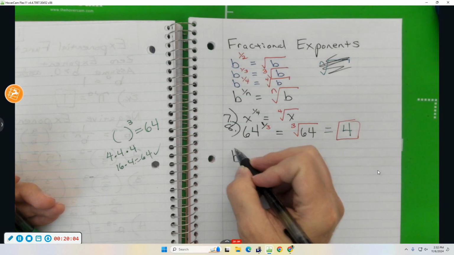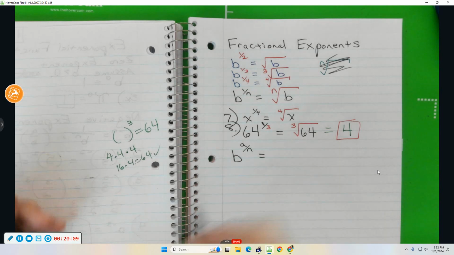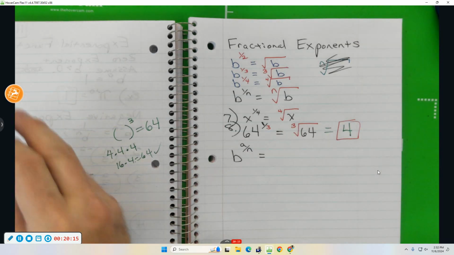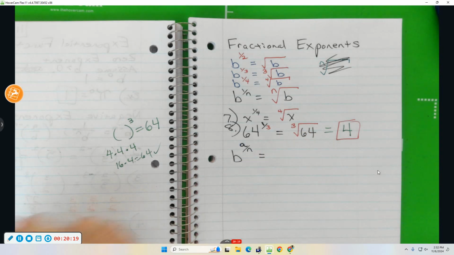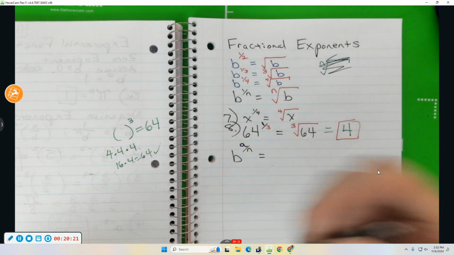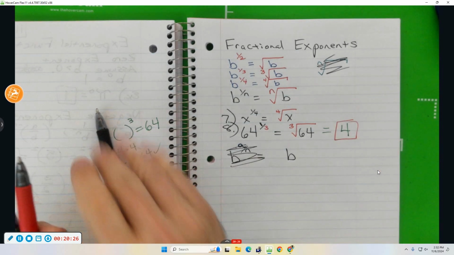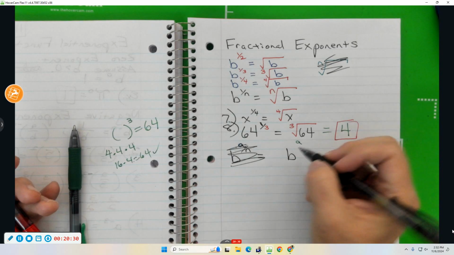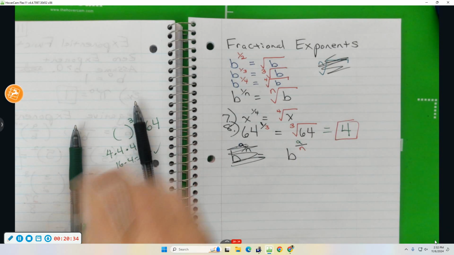b to the a over n power. I should have colored these things: a is blue and n is red. Okay, you're right, Tony. Hold on. b to the a over n power.